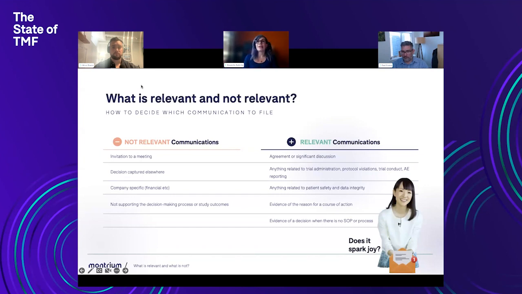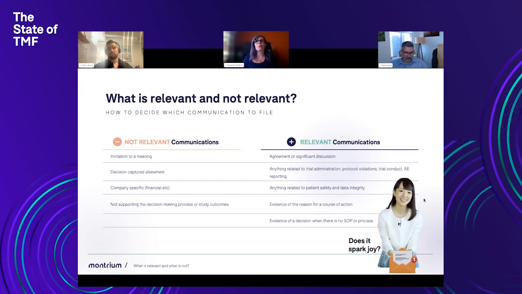Obviously, if there is an agreement, a final decision, a key decision for the trial management contained in an email, because the meeting was not held, or because there was no template as an outcome of an SOP. In that case, the email becomes relevant because it's going to fill the gap of a piece of the story, and from that perspective, it makes a lot of sense. It becomes a relevant document to be filed.